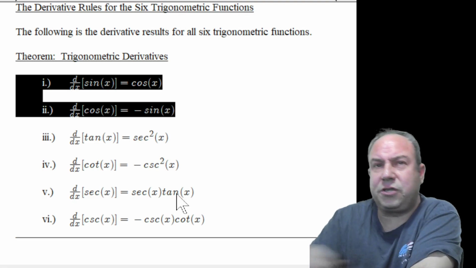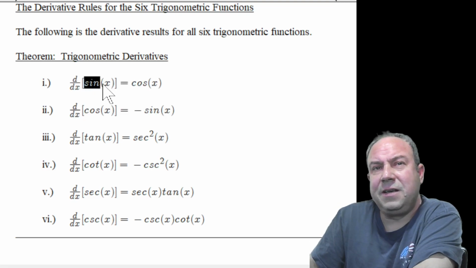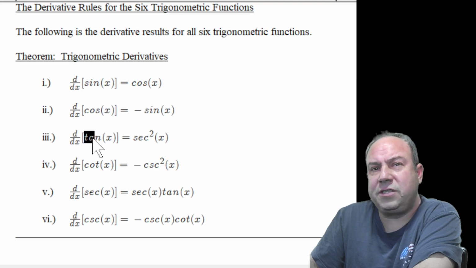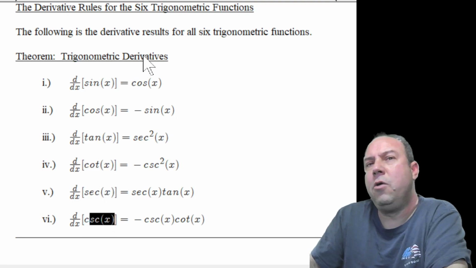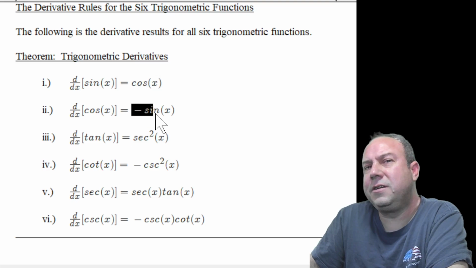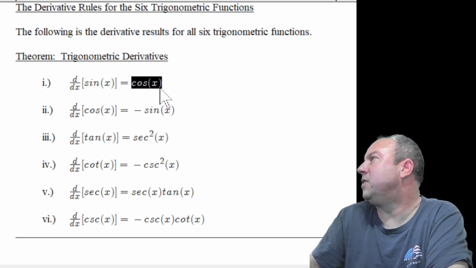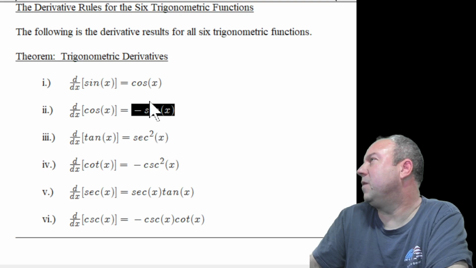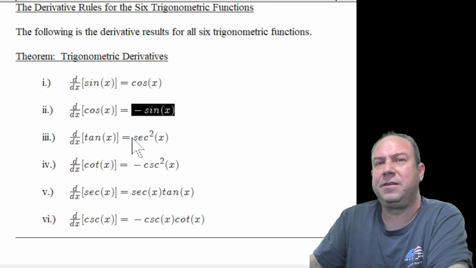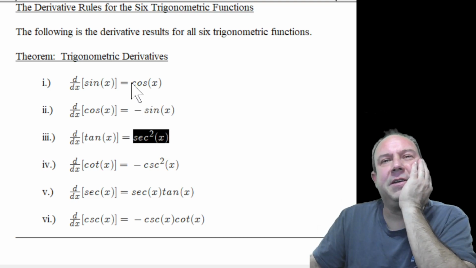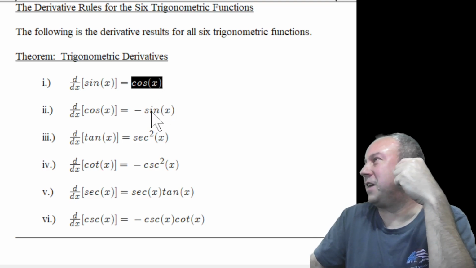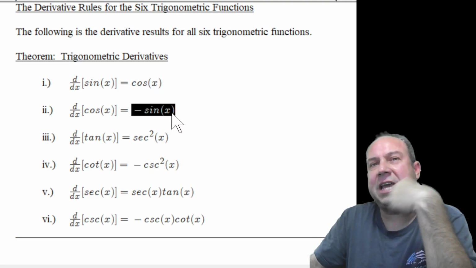pairs of cofunctions and their derivatives, right? Sine and cosine are cofunctions. Tangent and cotangent are cofunctions, right? Secant and cosecant are cofunctions. What we might see in their pairs are patterns in their results. Right? We see the cosine produces the opposite sine in pattern. Careful there, the sine's derivative is cosine of x in pattern, whereas the cosine's derivative is the opposite sine.